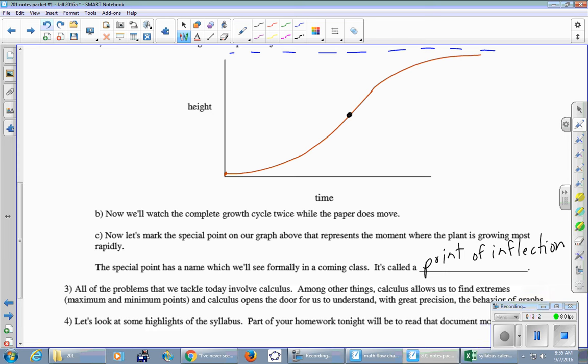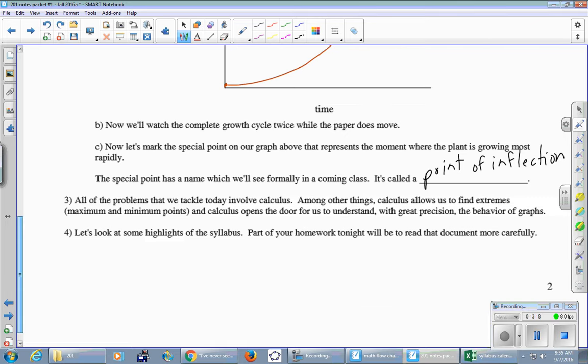Okay, moving on to 3. Among other things, calculus allows us to solve many of the problems that we have today, and calculus opens the door for us to understand with great precision the behavior of graphs.